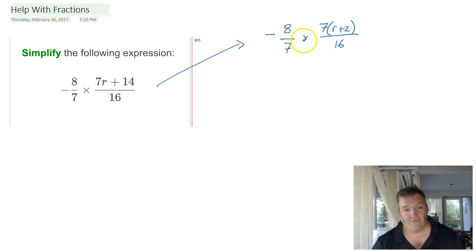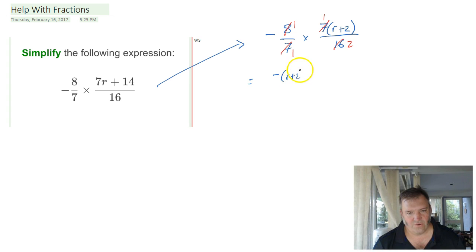Now, cancelling common factors. A factor in the numerator that's the same as a factor in the denominator can be cancelled. So look, 7 goes into 7 once, and 7 goes into that 7 once. Here I've got 8 on the top, 16 down the bottom. 8 goes into 8 once and into 16 twice. So what's that equal to? Negative 1 times r plus 2. It's just negative r plus 2. And on the bottom I've got 1 times 2 is 2. I would accept that as an answer.